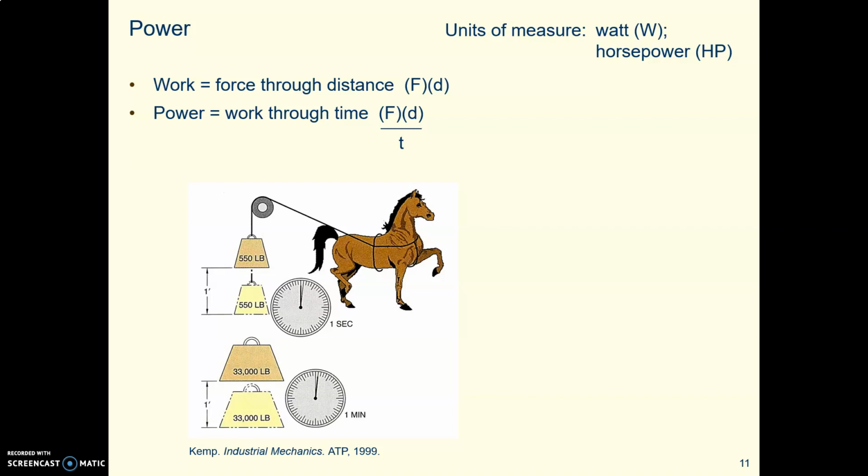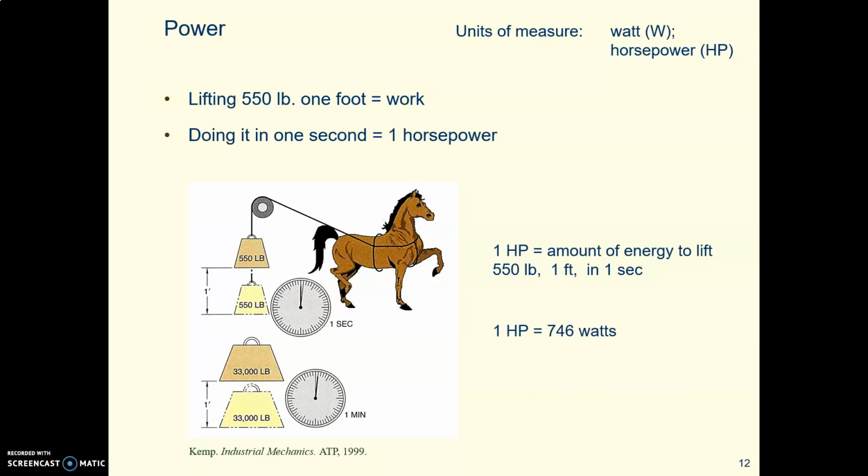This picture of the horse is related to the idea of horsepower. And the idea is, if this horse lifts 550 pounds 1 foot, that's some work. If the horse can lift it that far in 1 second, that amount of power is 1 horsepower. So it's how much energy it takes to lift that much weight that high in that much time. And if you want to translate from horsepower to watts, or the other way, 1 horsepower is exactly the same as 746 watts.